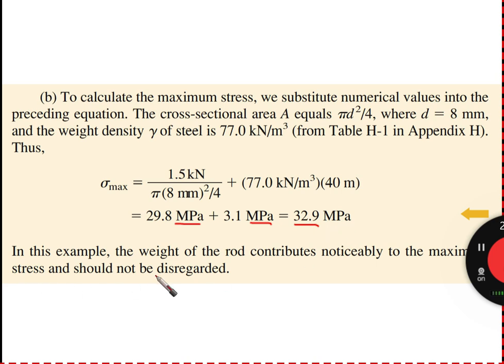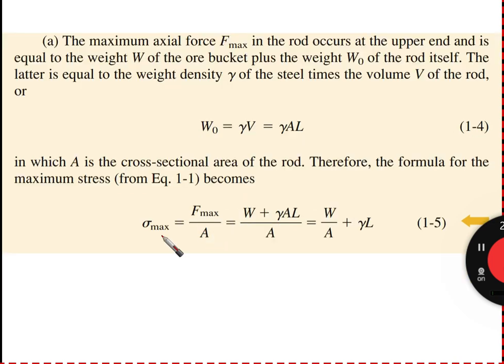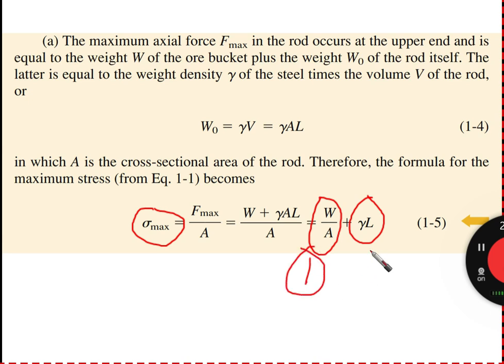In this example, the weight of the rod contributes noticeably to the maximum stress and should not be disregarded. What is the meaning of this? If we go back here, sigma maximum has two contributions: one from the bucket, one from the rod. So this is contributor number 1, and this is contributor number 2, right?